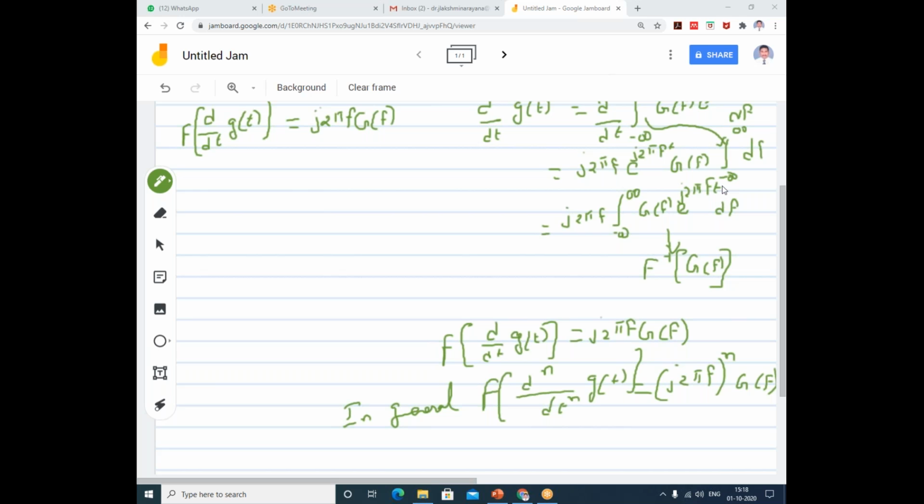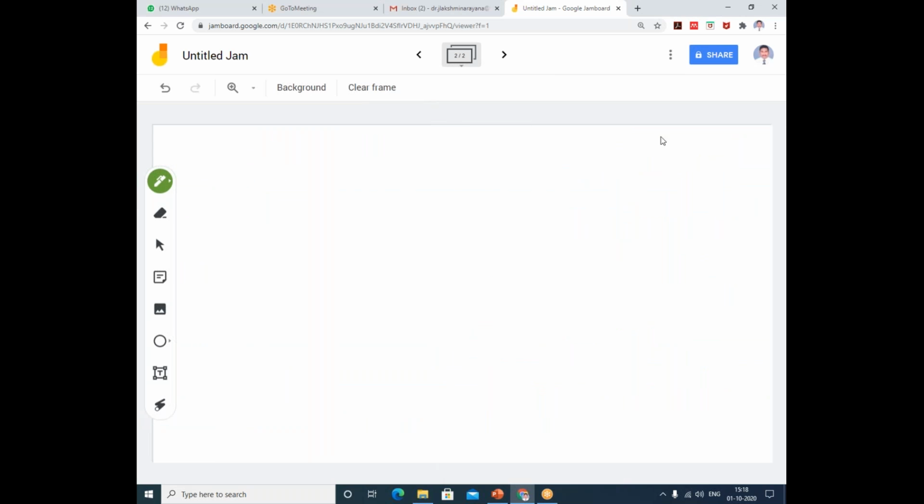Yeah, right. Now you may ask a doubt here. What is the use of this property? Now let us see this. I'll show with some waveforms.